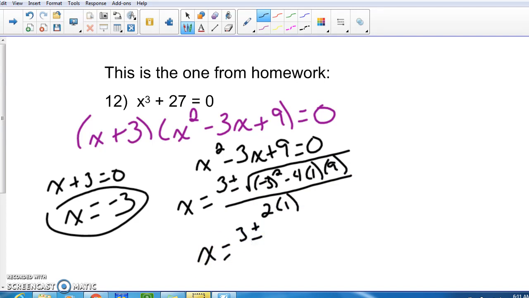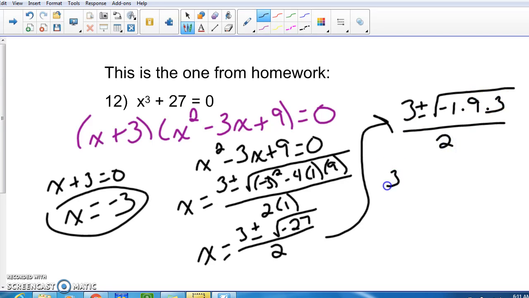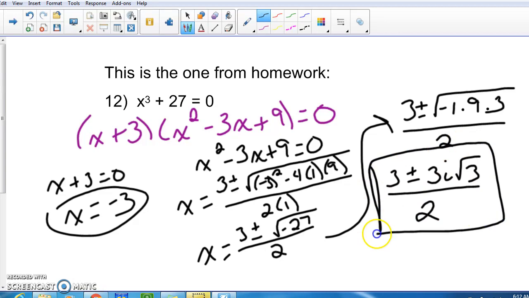The next thing I always want to do is simplify what's under the radical. That gives me the square root of negative 27. And I break that apart. Factor out that negative 1. The biggest perfect square in 27 is 9. So this looks like 3 plus or minus 3i radical 3, over 2. And this one cannot be reduced. So that's what I'm looking at. Okay?